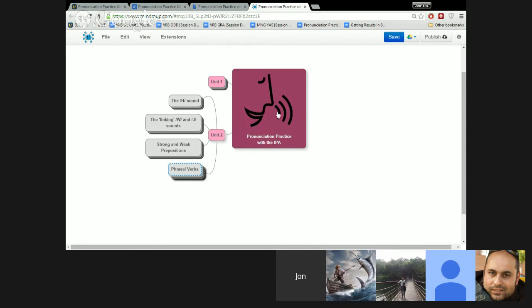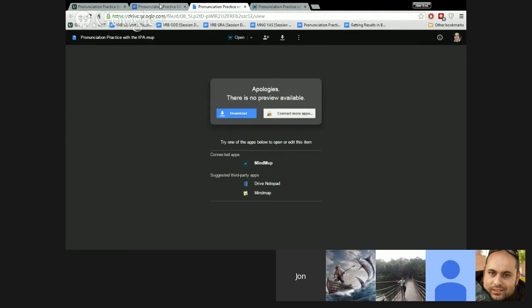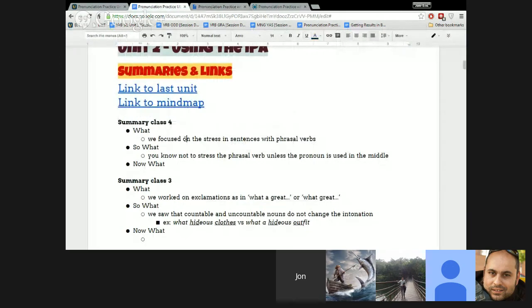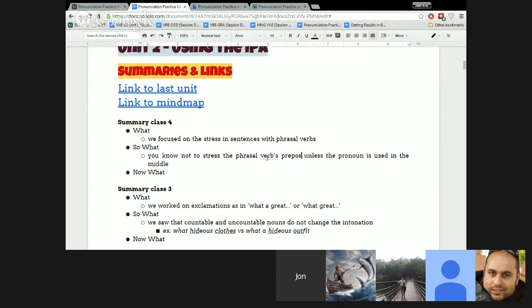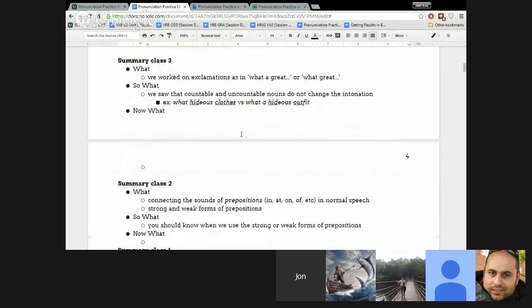So I'll leave this mind map here. We'll come back to it if we need to. But now our goal, whoops, let's go back to the unit. We focused on phrasal verbs, like I just showed you. You should now know not to stress the phrasal verb's preposition, unless the pronoun is used in the middle, like I just showed you. That's the last thing we did.